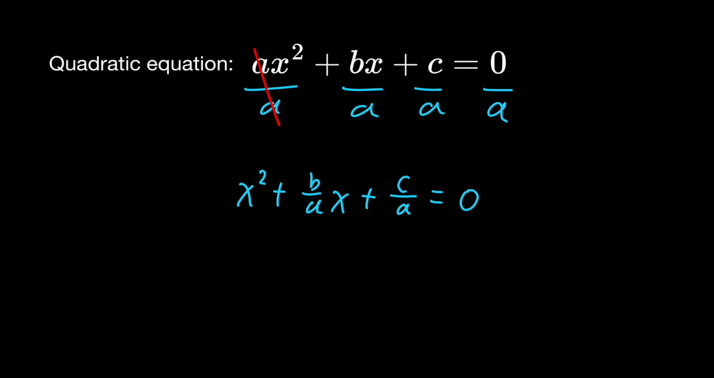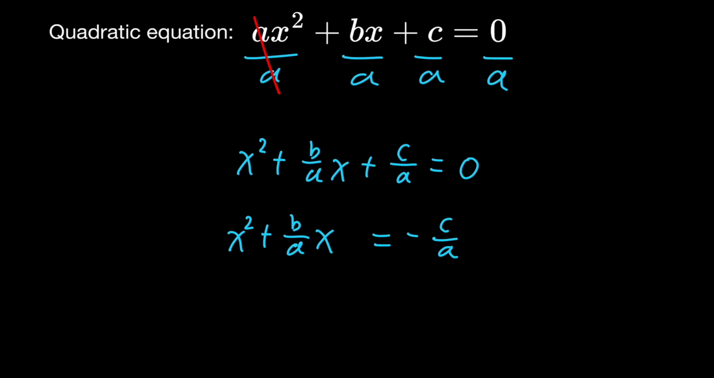Then we want to move this constant term to the right hand side by subtracting it on both sides. So it's going to be x squared plus b over a x equals negative c over a. And then we want to complete the square. To complete the square, we will divide b over a by 2. It's the same as b over a times 1/2, and simplify to b over 2a. And then we will use the square of this result.